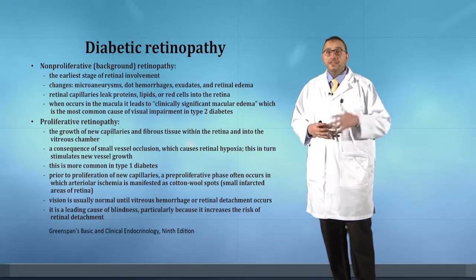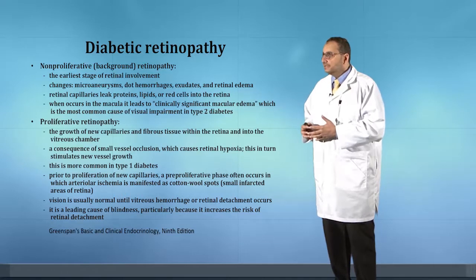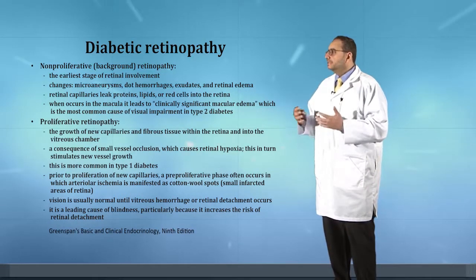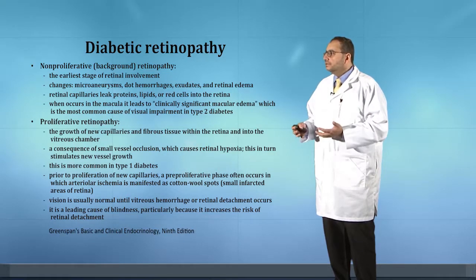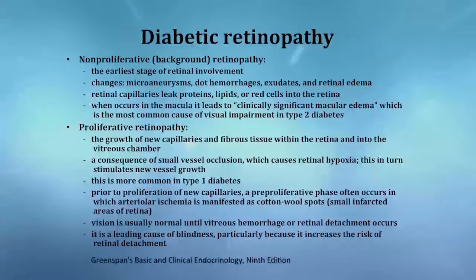On the other hand, proliferative retinopathy is growth of new capillaries with fibrosis of the tissue and the retina into the vitreous chamber, and this is more common in diabetic type 1. Prior to proliferation of new capillaries, the pre-proliferative phase will lead to ischemia and the cotton wool spots. You remember, this is a part that will be repeated in a lot of your exams, that you will see cotton wool spots, which are mainly infarcted small areas in the retina. And this will come a lot in your exams, and this is mainly related to the proliferative type of retinopathy.